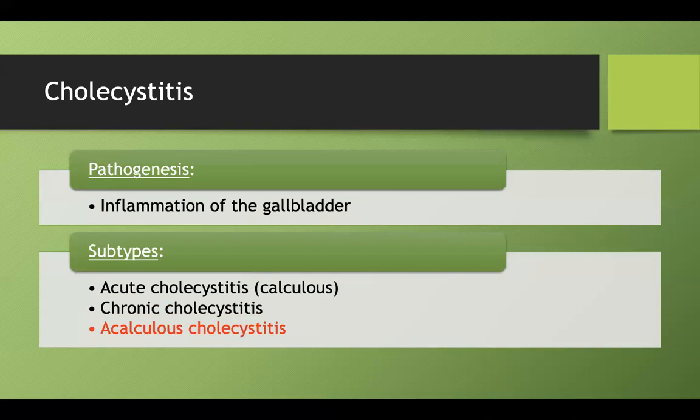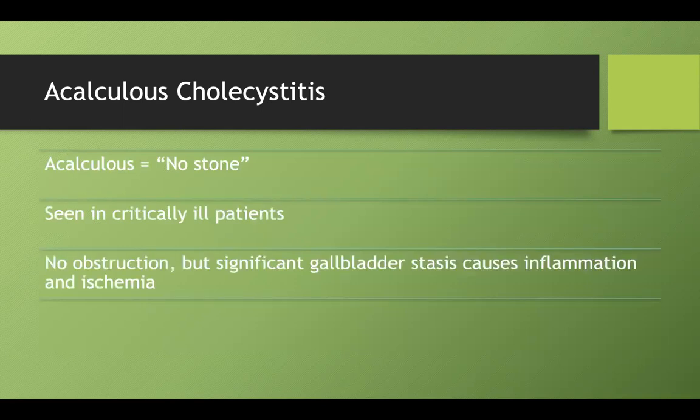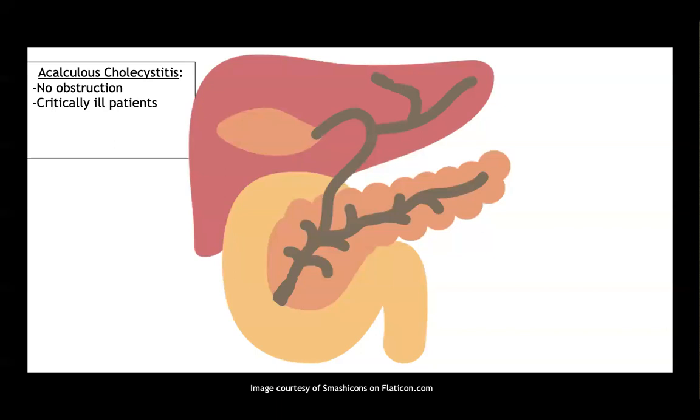I'll just briefly mention acalculous cholecystitis. It doesn't really fit in with our whole gallstone pathologies that we've been talking about so far, but acalculous cholecystitis means cholecystitis that forms without any stone. You'll see this in critically ill patients. And what's happening here is that instead of obstruction causing a problem, it's actually just gallbladder stasis. They're so sick, there's no flow from the gallbladder out to the duodenum, that you're just going to eventually cause inflammation and ischemia to that region. So here you go: no obstruction, critically ill, you get significant gallbladder stasis, which causes inflammation and ischemia.